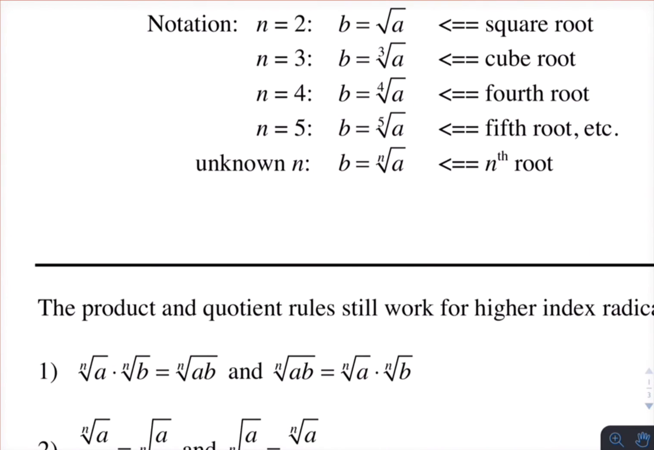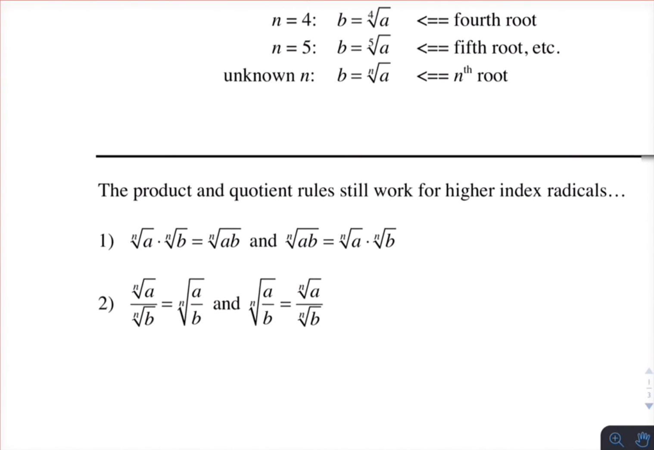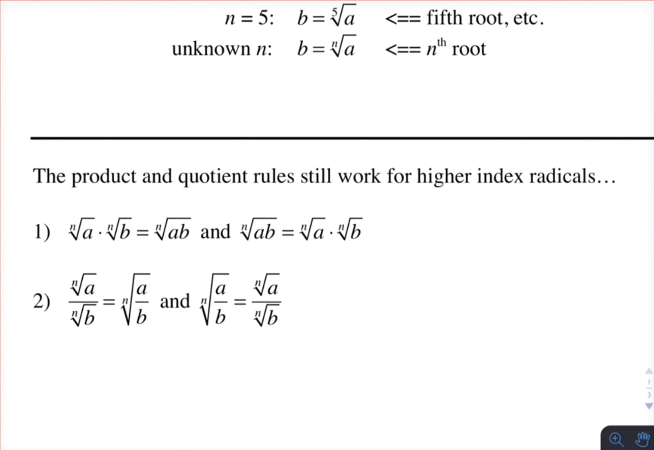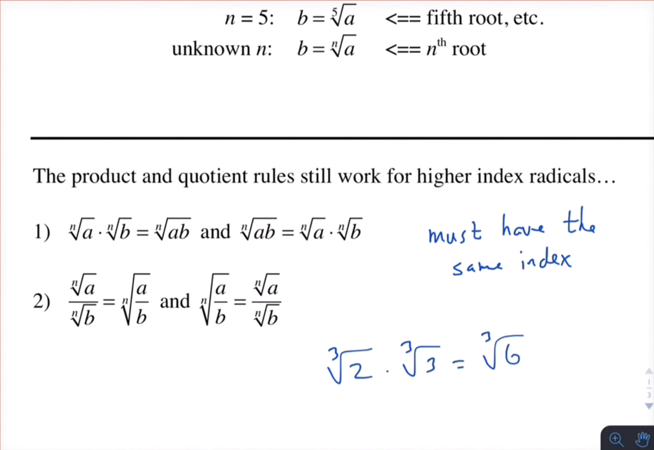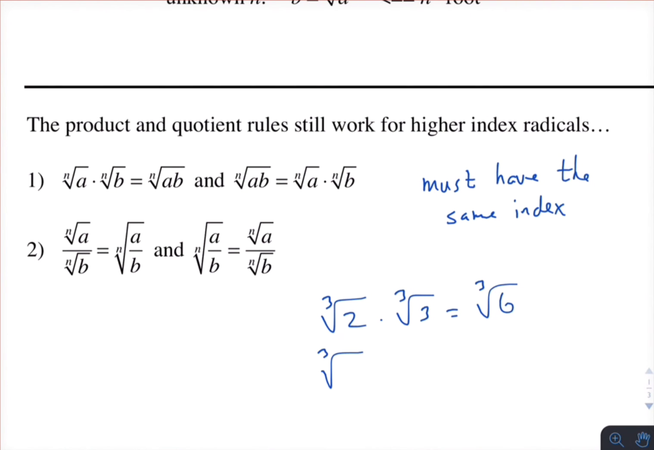Keep in mind that the product and quotient rules still apply as long as the indices are the same. So for instance, I can say that the cube root of 2 times the cube root of 3 is the cube root of 6, but I cannot say anything about the cube root of 2 times the fourth root of 3. They're just not the same index, so I really can't simplify that any farther.